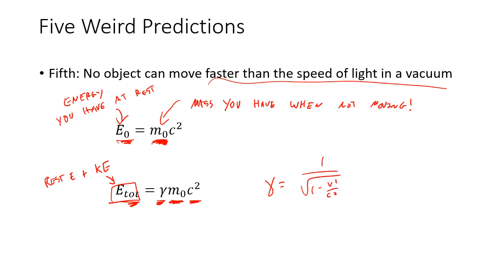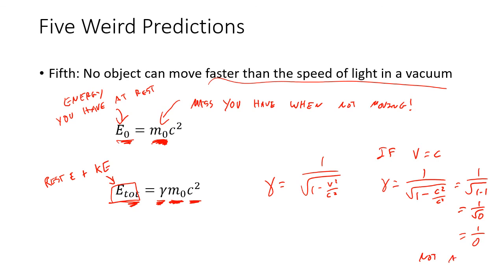And notice what happens if I try to move at the speed of light, so v = c. Then gamma equals 1 over the square root of 1 minus c squared over c squared, which is 1 over the square root of 1 minus 1, which is 1 over the square root of 0, which is division by 0. At the very least, this is not allowed.